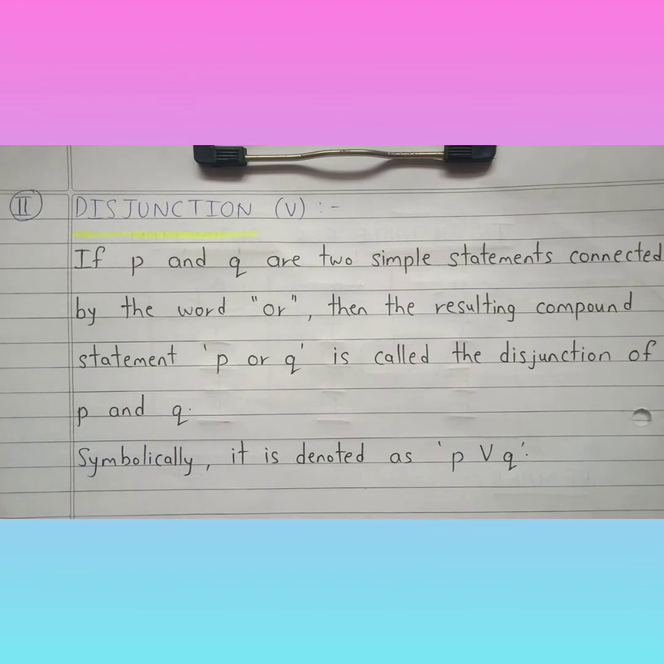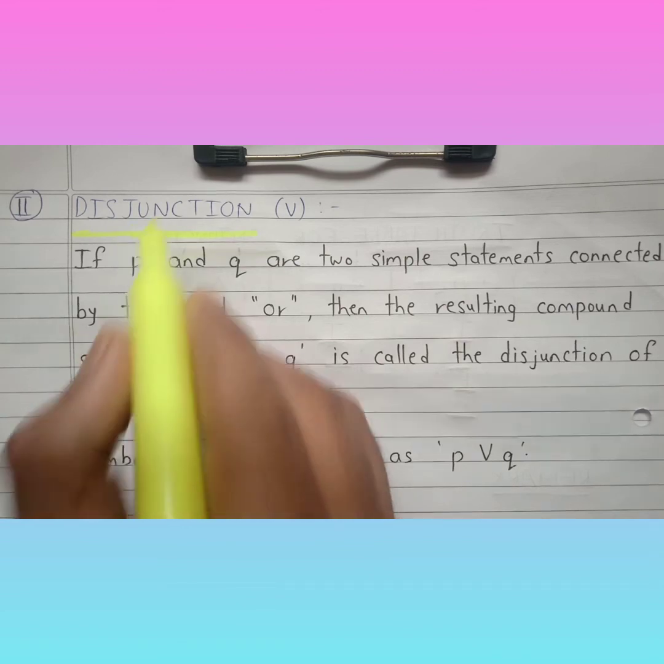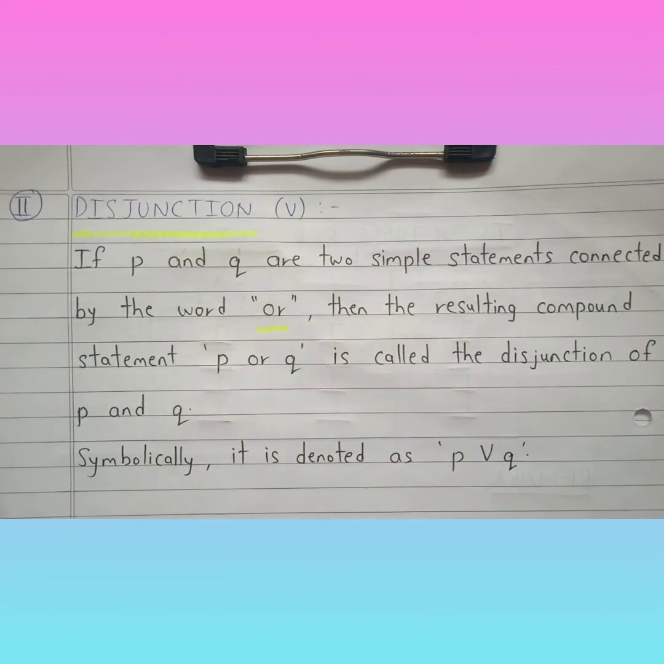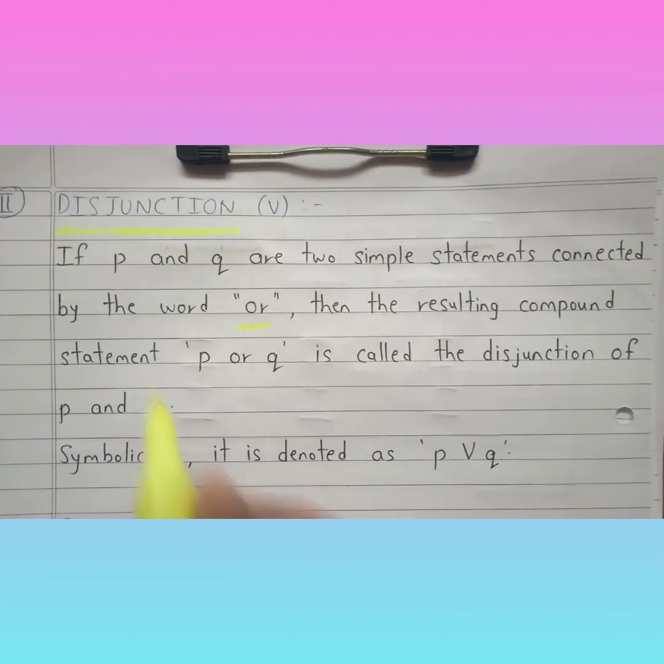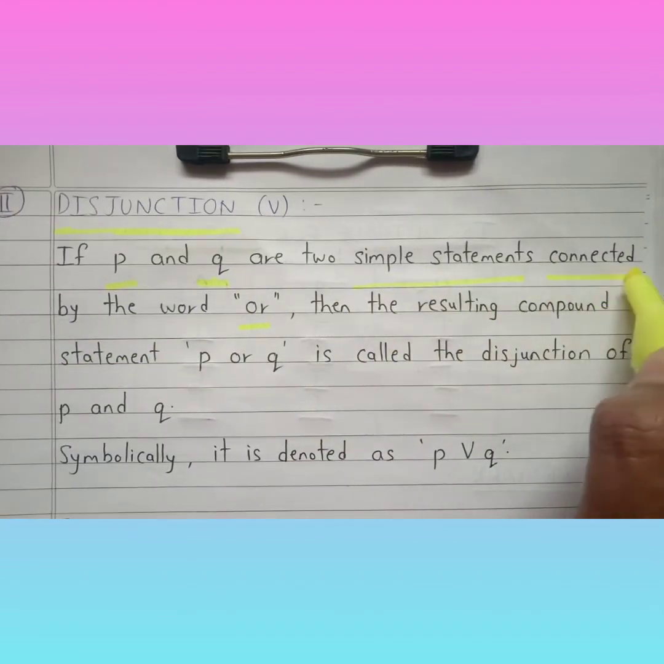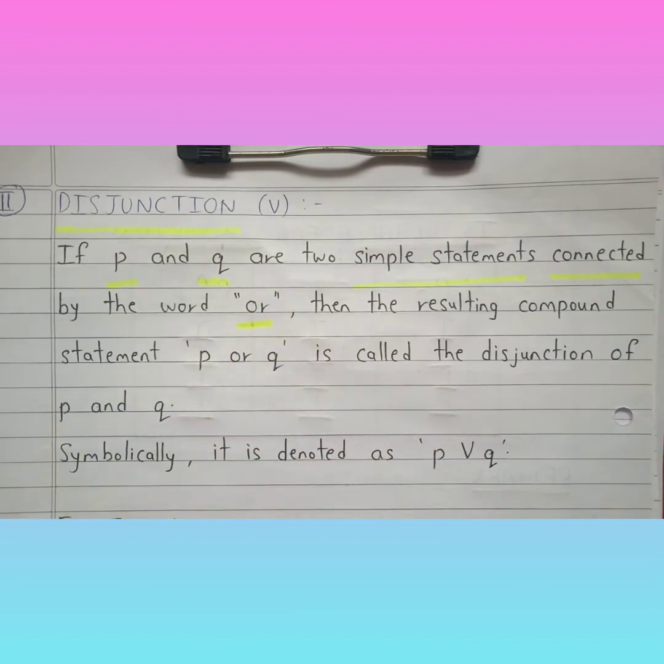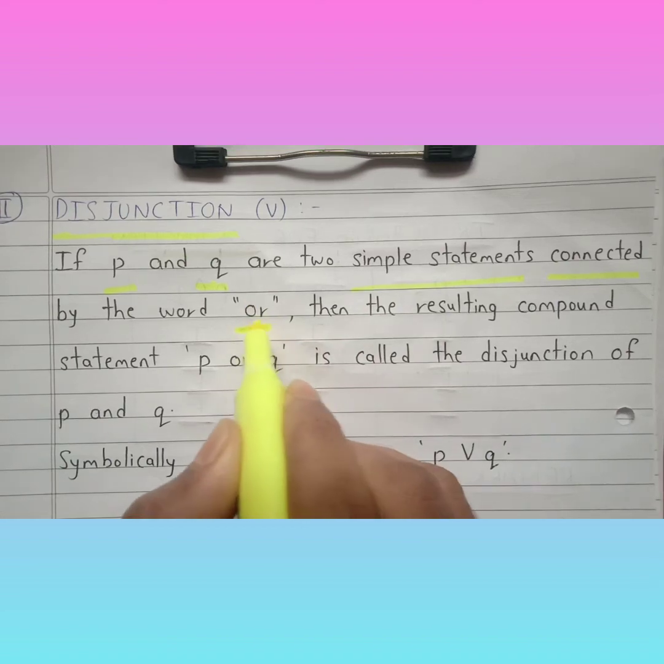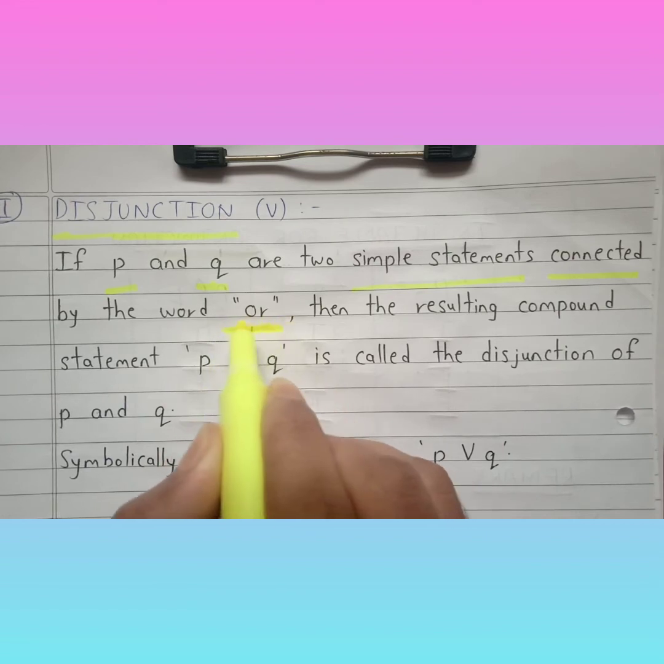In one small sentence, the difference between conjunction and disjunction is the difference of the words and, or. In conjunction we used the word and; in disjunction we are going to use the word or. So what is the definition? If P and Q are two simple statements connected by the word or. In conjunction we could connect with and, but also with other words like but, though, etc. Here in disjunction we use only one word, that is or.